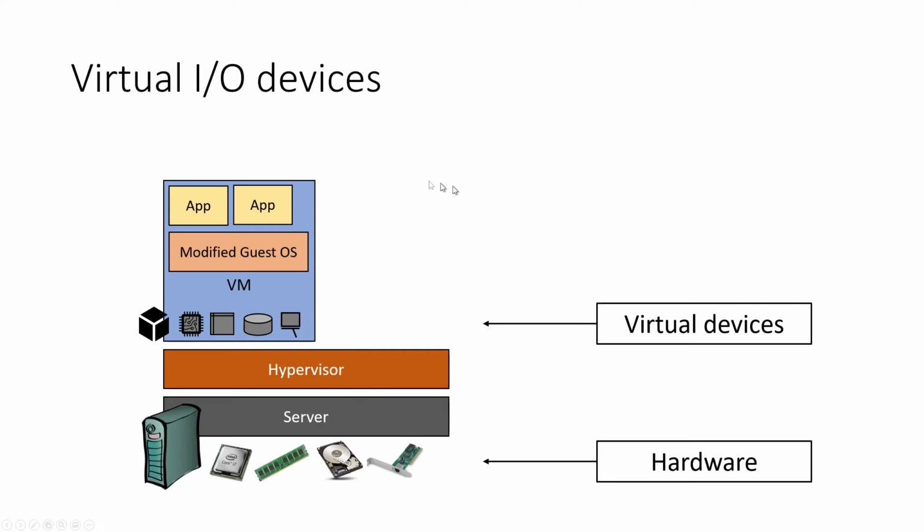If there were another virtual machine drawn over here, this virtual machine would also have a virtual network card, and this virtual network card would also use the same hardware network card to talk with the rest of the network.